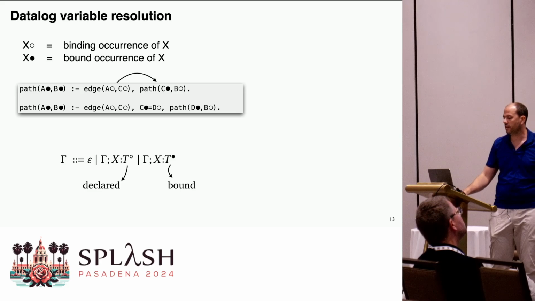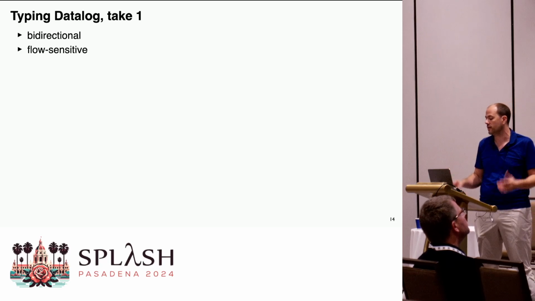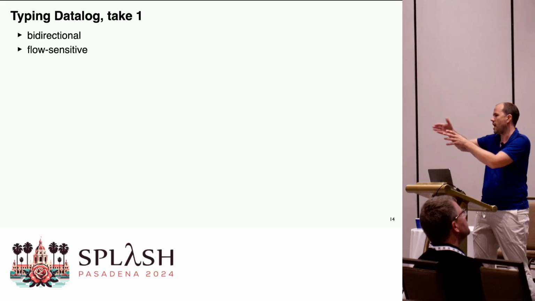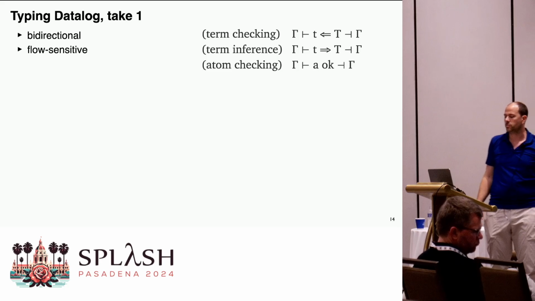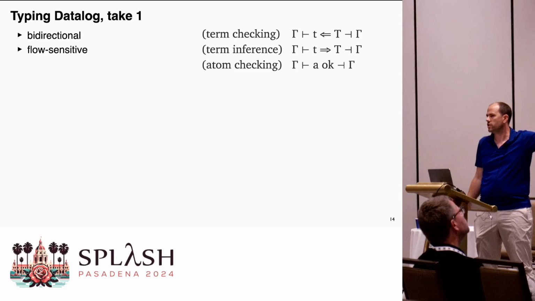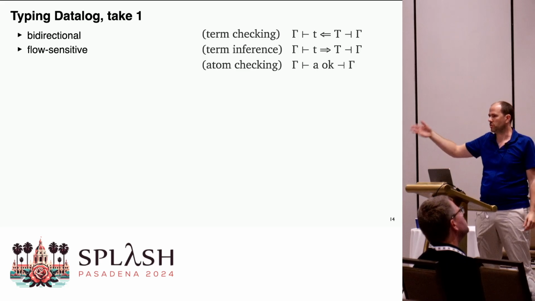If we take this context, then we can start designing a type system. Here's the first approach, the first try. We designed a bidirectional type system, which is flow sensitive. It needs to be flow sensitive because the binding of variables happens on the fly during the rule. And then we get these judgments. They're pretty standard. Term checking is like expression checking in other languages. You have a context and a term, and checking means you are given the type, and you compute the resulting context. And term inference is the same, but you're also computing the type on the fly.